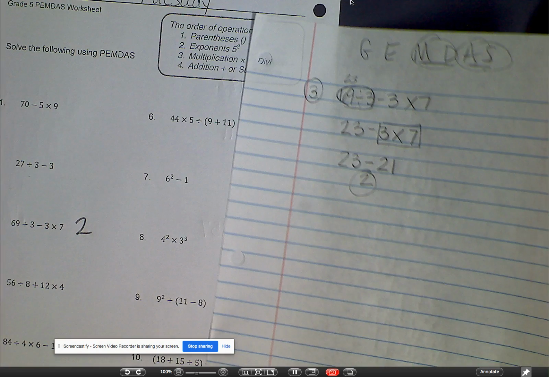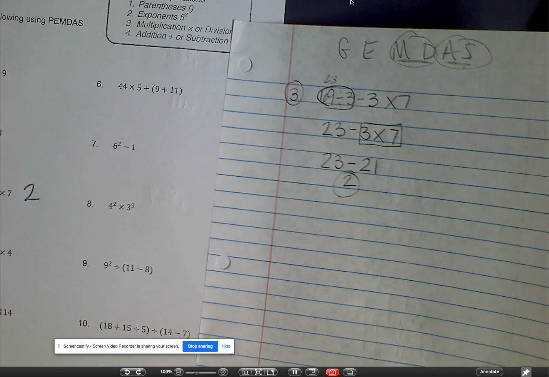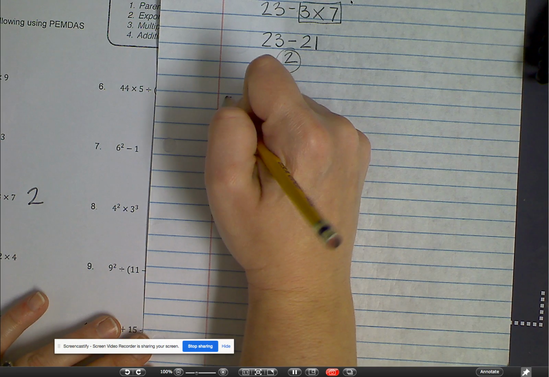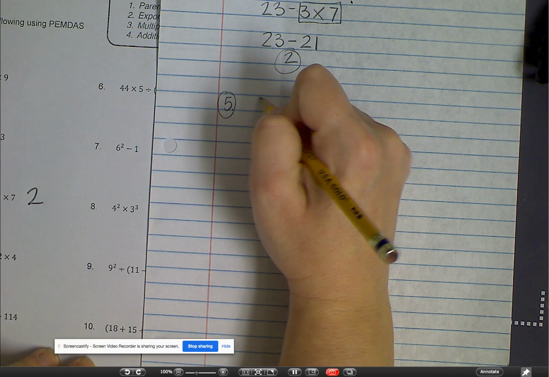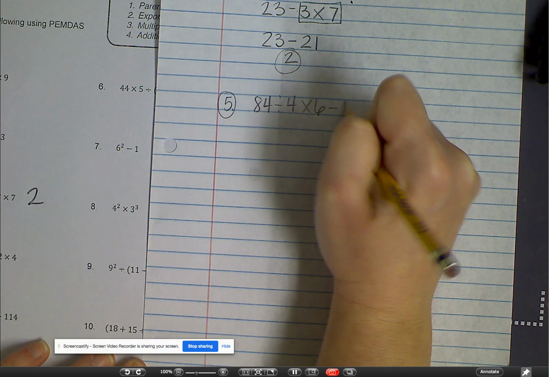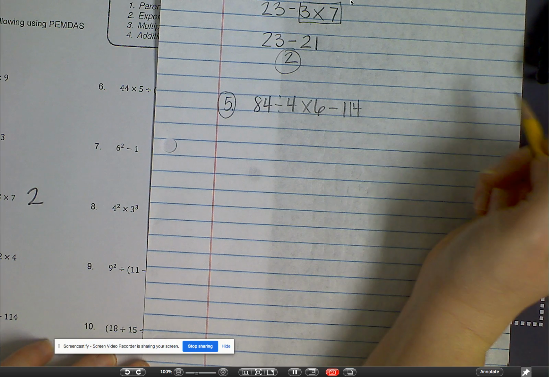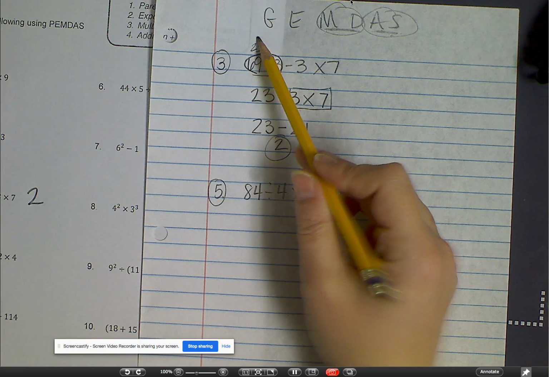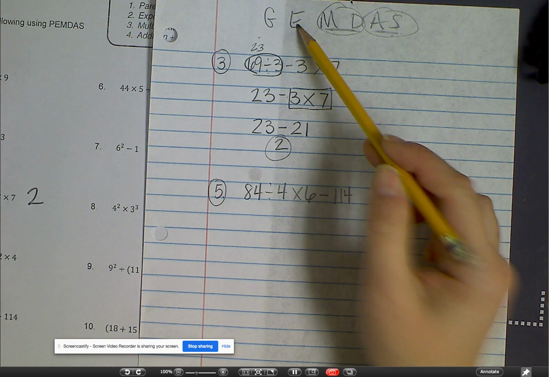Okay. Let's do number 5. Number 5? Yeah, let's do number 5. Okay, number 5 says 84 divided by 4 times 6 minus 114. Okay, so I'm going to look at my GMDOS. Are there any grouping symbols? No. Are there any exponents? No.